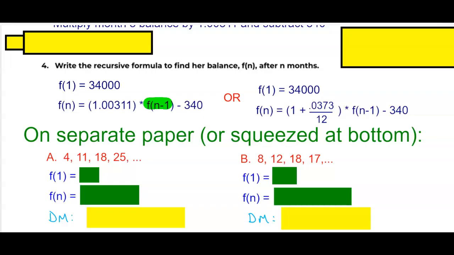These are sequences that have a pattern. What I'd like you to do is write down what term 1 would be and what the rule would be, having an n minus 1 in there. All right, so pause and do that and come back and we'll talk about them.